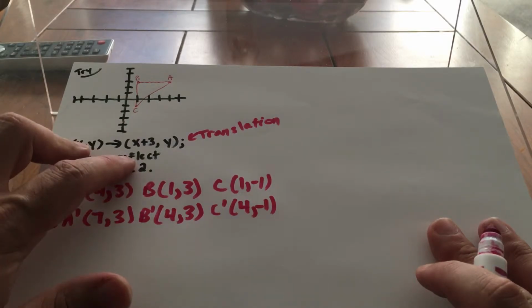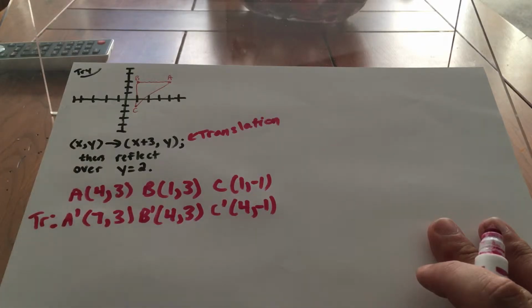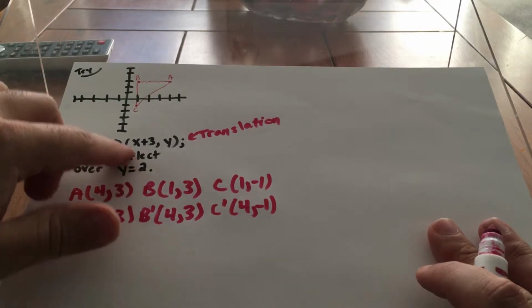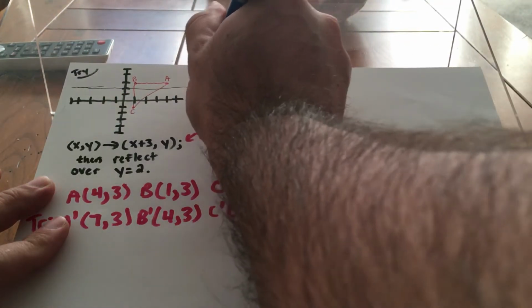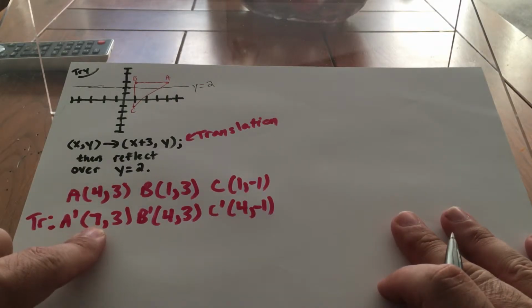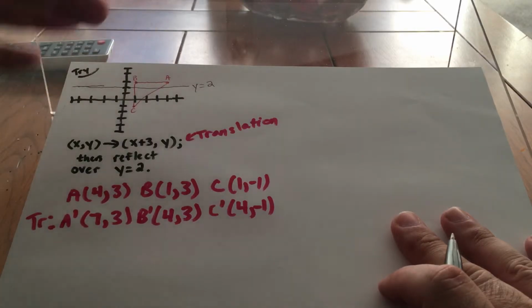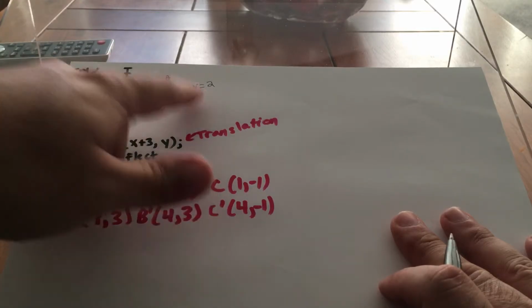So there's your translated image. And now they want you to reflect over the line y equal to 2. All right? So what do they mean by y equal to 2? Well, a line at y equal to 2 is going to be a horizontal line at y equal to 2. So up here on the graph, y equal to 2 is this line right here. This line is y is equal to 2. And basically they're saying take our new image here, and reflect it over that line. So this isn't even over the x-axis anymore. It's now over the line y equal to 2.